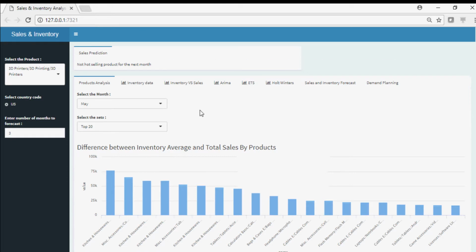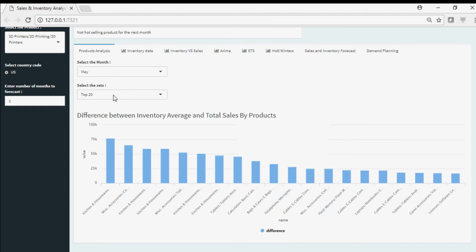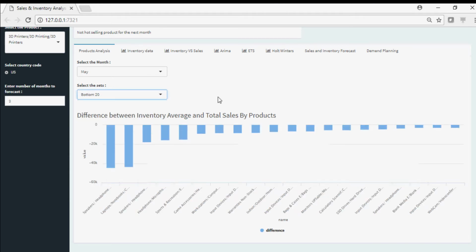For the month of May, what are my top 20 products where there's a huge difference between the inventory and the sales? That means inventory is more than really the sales. So these are my top 20 products. The bottom 20 products are those in which we have higher sales than what the inventory was. So in some cases, we lost the sales opportunity, or we had to go and contact our vendors or suppliers to get more products. So both of these realms, we have to take a look at.